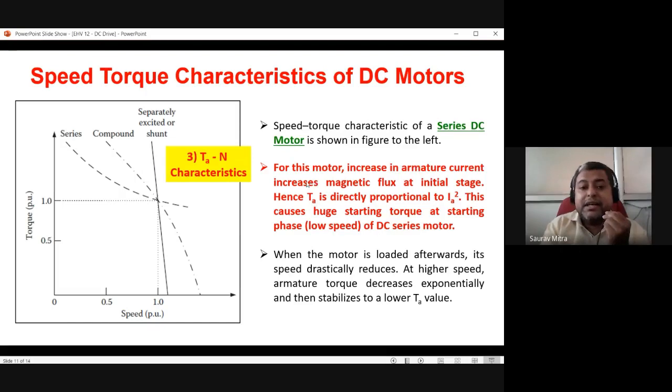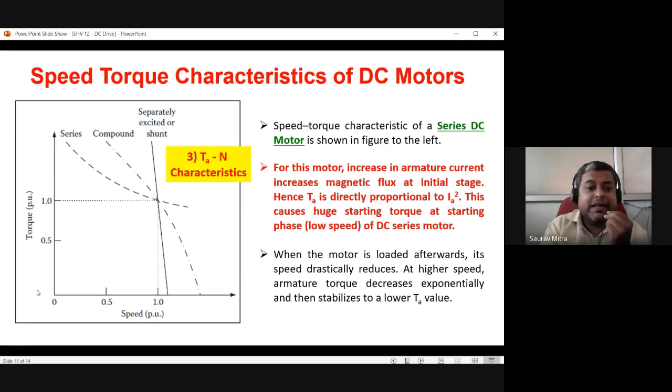Increase in armature current increases the magnetic flux at the initial stage. Hence, Ta is directly proportional to Ia square. This we have seen. This causes huge starting torque at the starting phase when speed is low, and the DC motor acts as a huge starting torque motor.